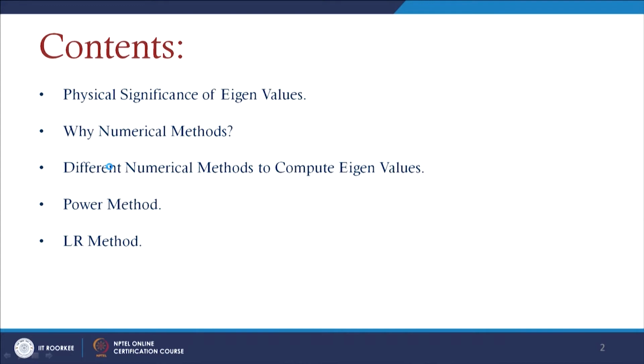Eigenvalues are important for checking stability. So, if we go for eigenvalue computation, first we have to understand what the physical significance of eigenvalues is. Then, why numerical methods are used for the calculation of eigenvalues, and is it necessary? Thirdly, we will look at different numerical methods to compute the eigenvalues, and we will discuss here only two methods, the power method and the LR method.